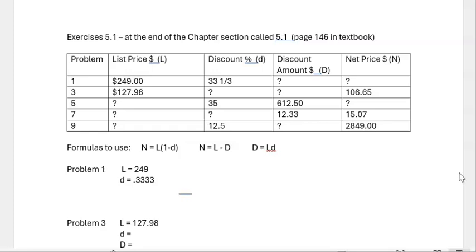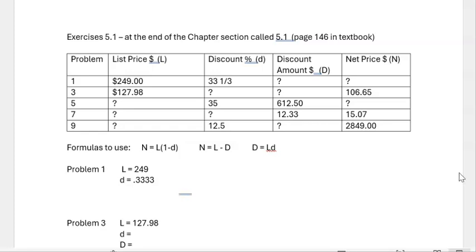So that's one of the formulas we can use. N equals L minus big D is another, the same formula, because if you multiply out the first one to get rid of the brackets, it gives you the net price equals the list price minus the discount amount. Okay, so net price equals list price minus discount amount. And as you'll see through these problems, we're going to change these formulas around, just like you did in the review of math for the algebra.